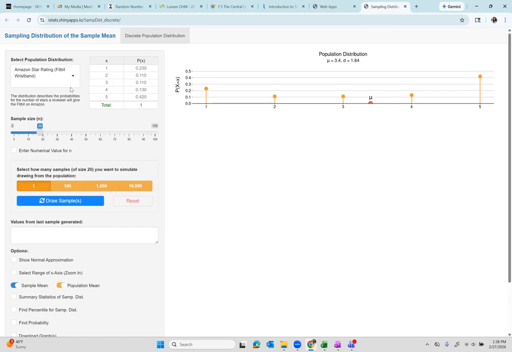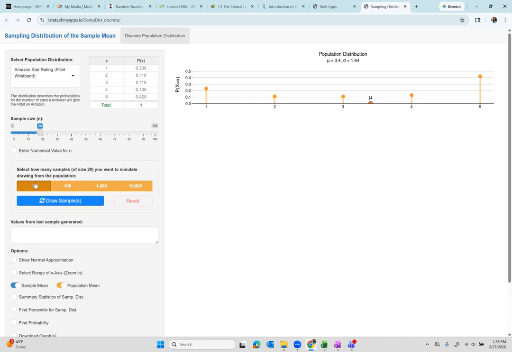So this is an example of Amazon star ratings, and the ratings are discrete from 1 to 5, and they appear with these probabilities listed here. And you will see here the population distribution with probabilities, with relative frequencies. And we can pick sample sizes of, let's say, size 20. This is the default.